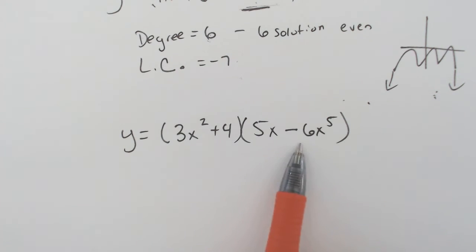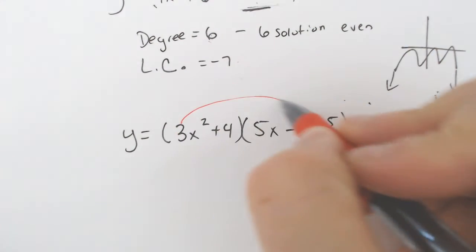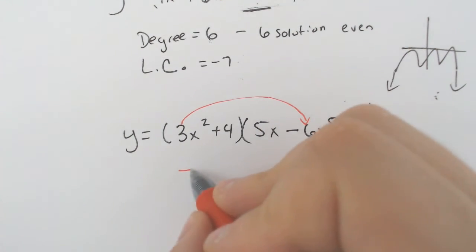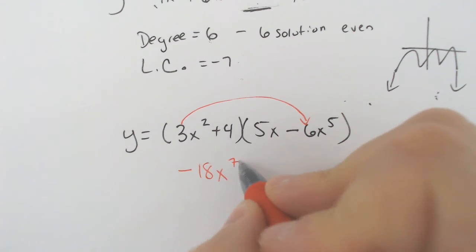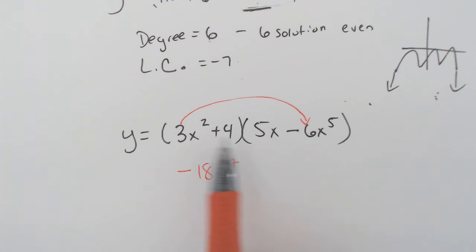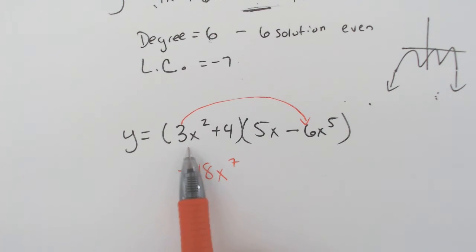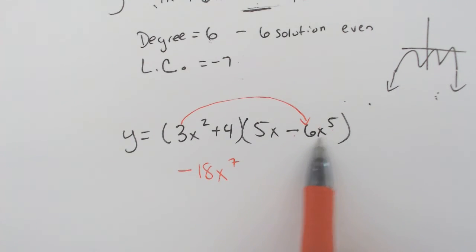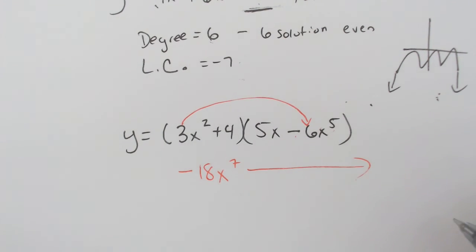And that would be the 3x squared and the negative 6x to the fifth. If you were to multiply that part, we would get negative 18x to the seventh. That's going to be the biggest exponent. Nothing else is going to make a bigger exponent because 3x squared is the biggest exponent here, and x to the fifth is the biggest exponent there. Everything else doesn't matter.